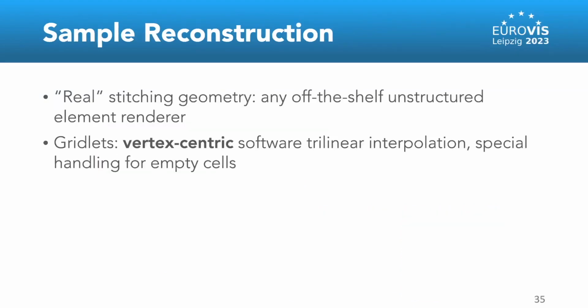Given that data, we still have to render it, of course, and the idea here is that you could basically take any off-the-shelf unstructured element renderer and extend it to be able to render gridlets. What a typical unstructured element renderer would lack here is support for a gridlet data structure whose data is vertex-centric, that supports trilinear interpolation, and then you also need some special handling for empty cells in case you have gridlets that are T or L shapes.